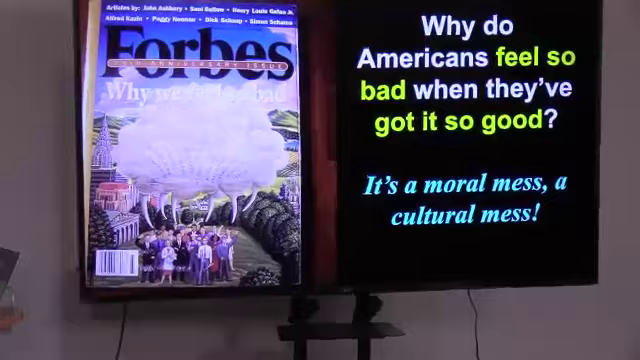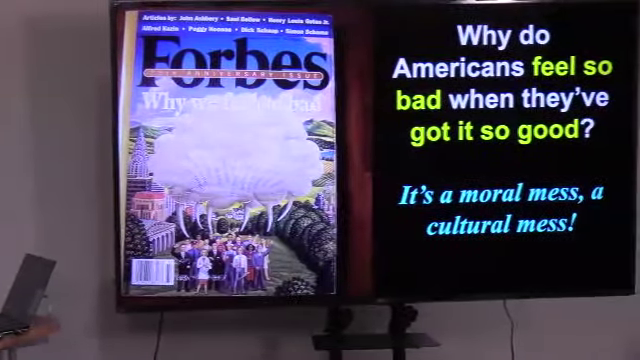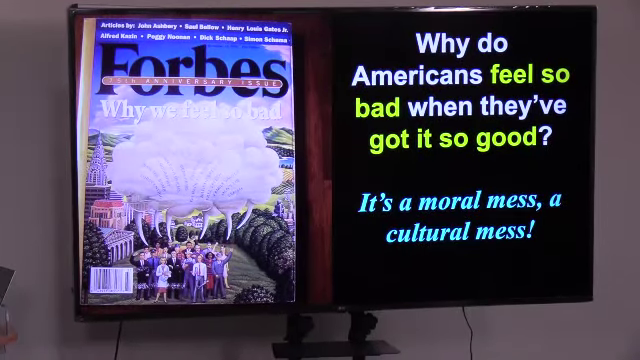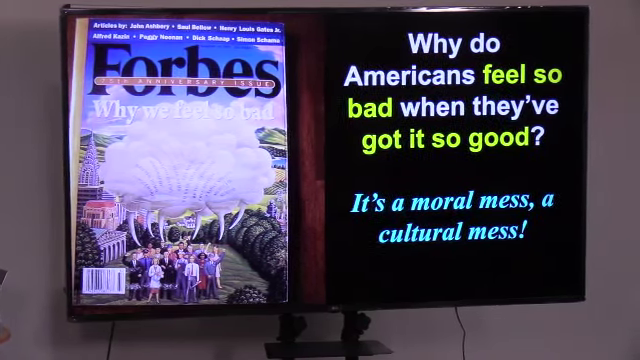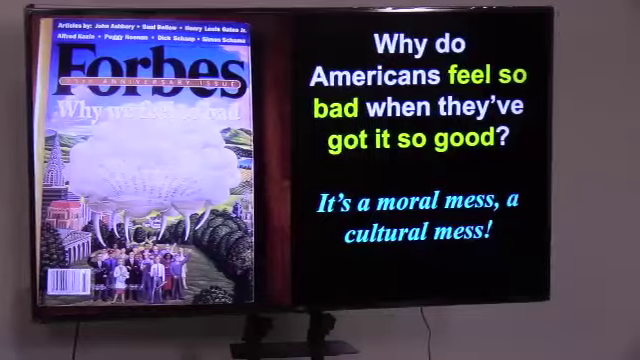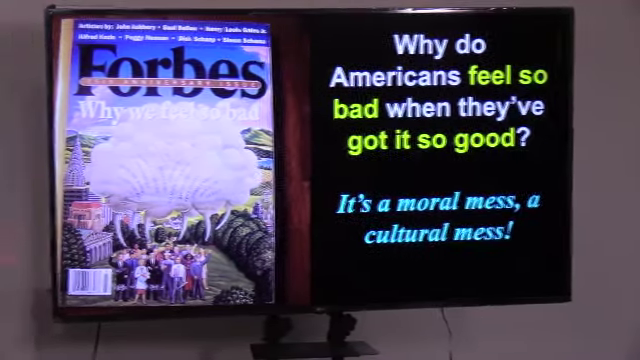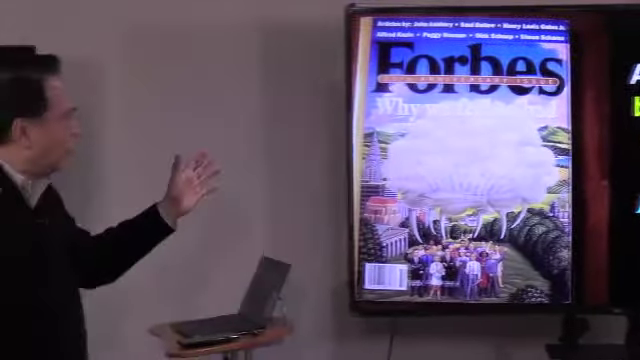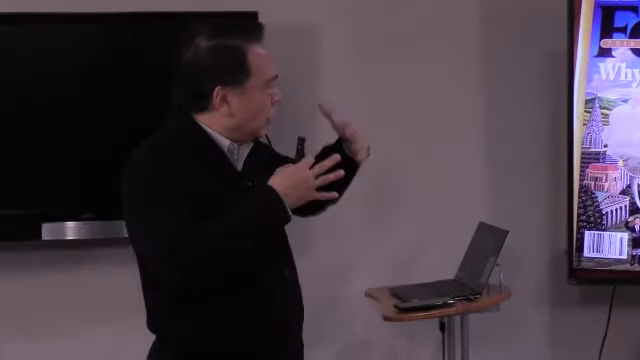Let me press this some more, so there'll be some relevance in our study. Forbes magazine, in their Diamond edition, the 75th anniversary, commissioned about 16 scholars and journalists to answer one question. The question that was posed was, why do Americans feel so bad when they've got it so good? And all the articles, including Peggy Noonan, speechwriter for Ronald Reagan, Saul Bellow, Henry Louis Gates, Alfred Kazin, all these guys who wrote this came to one conclusion.